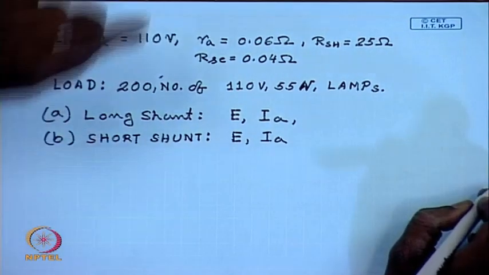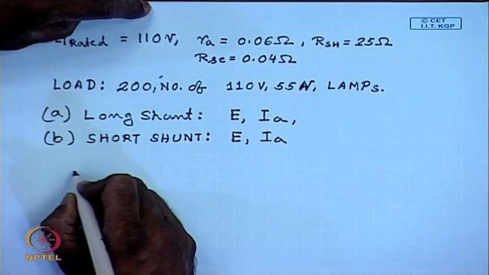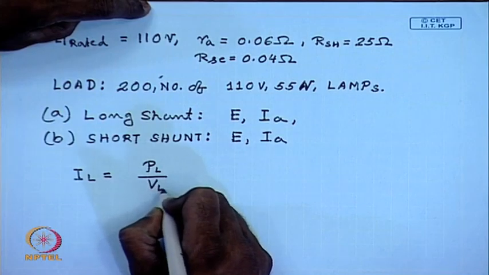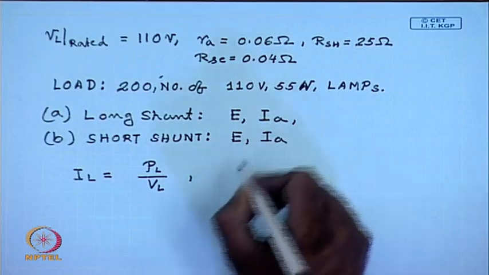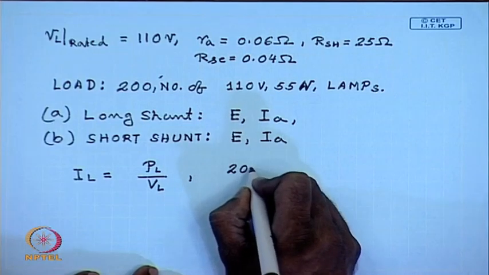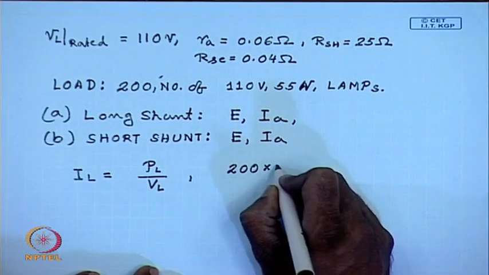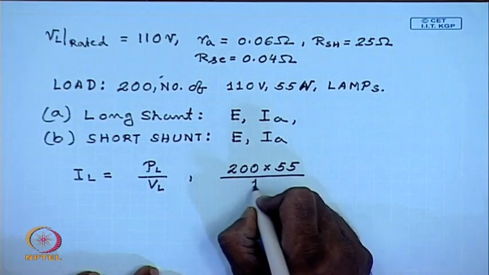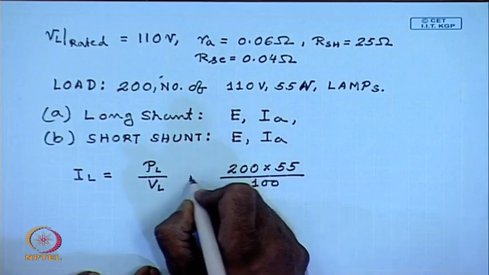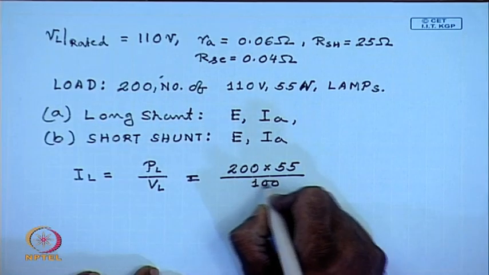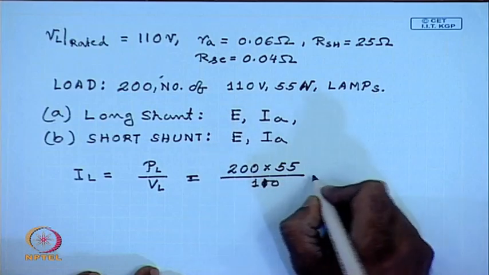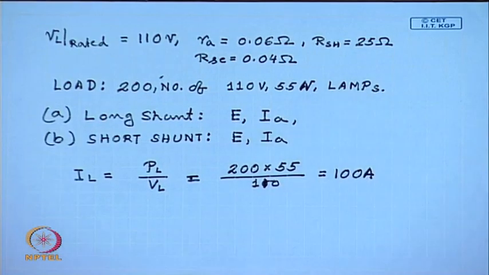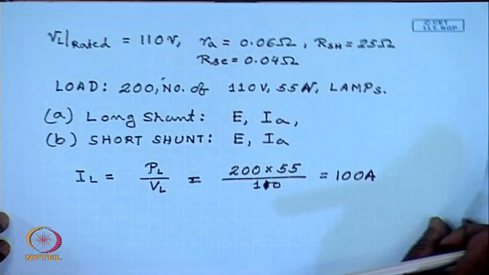In order to solve this problem, let us first find out what is the load current. Load current IL equal to load power PL by VL. The load consists of 200 numbers of 55 watt lamps, so the load power is 200 into 55 watts and the terminal voltage is 110 volt. This gives me 100 ampere. So, load current in both cases is 100 ampere.